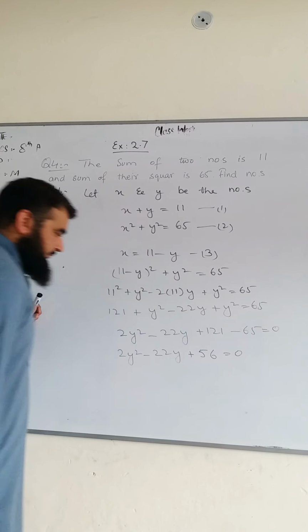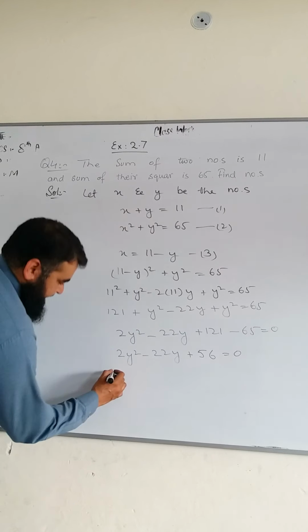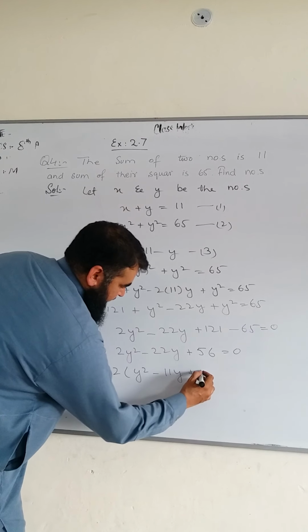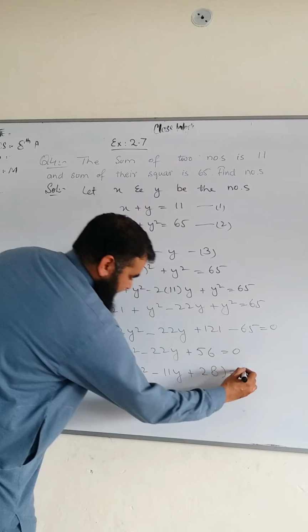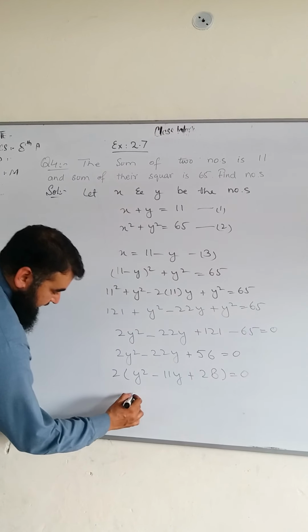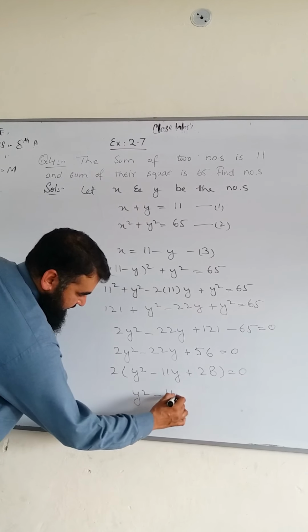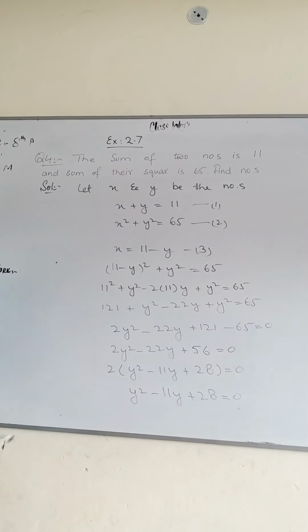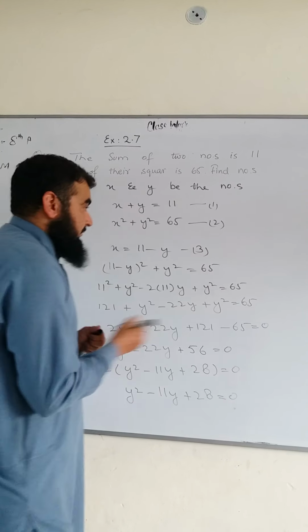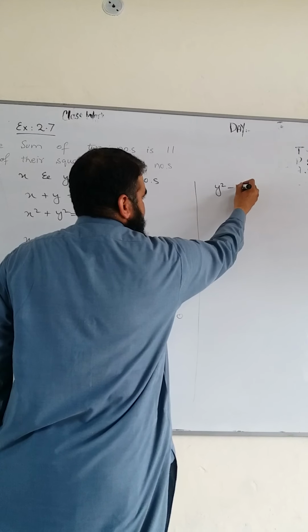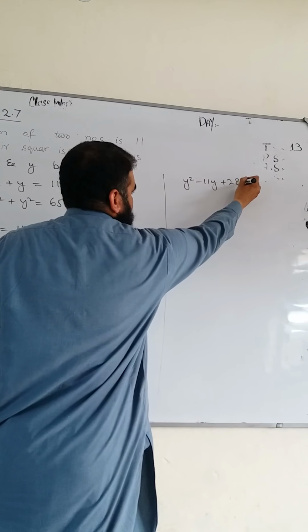equals 0. Taking 2 common, if we shift this 2 to this side, this will become 0. So we will write y square minus 11y plus 28 equals 0. Now we will factorize this equation.